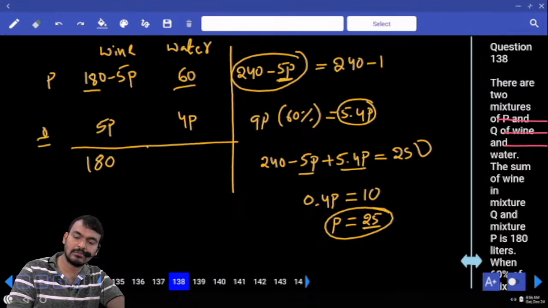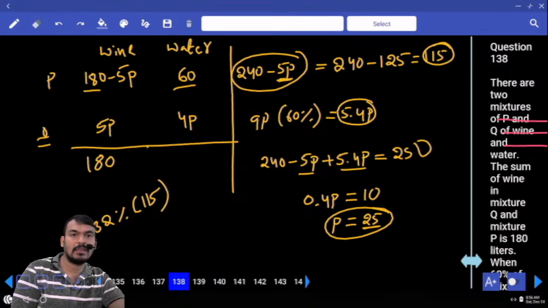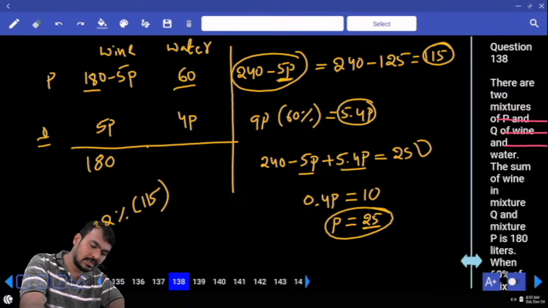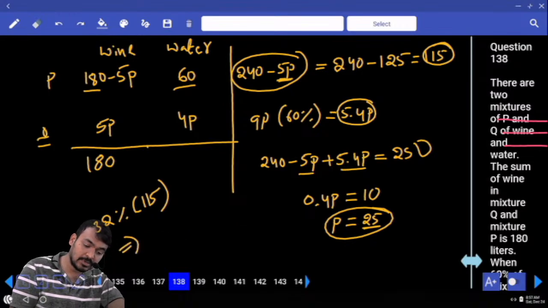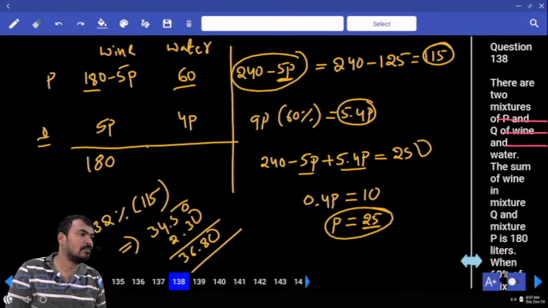What is the remaining value? 115. Out of 115, we require how much percent? 32%. 32% of 115 liters. What is the 30% value? 34.5. 2% means 2.30. Total it is 36.80. Same or different? Same.